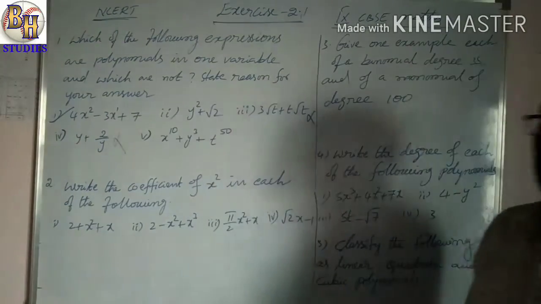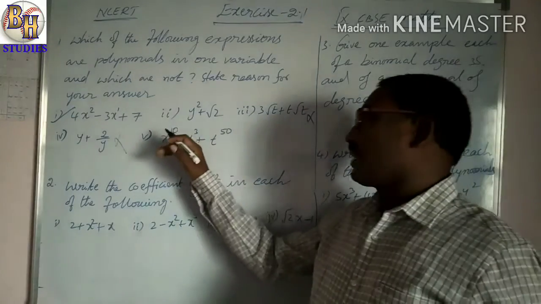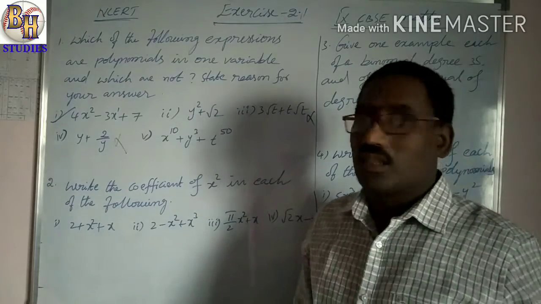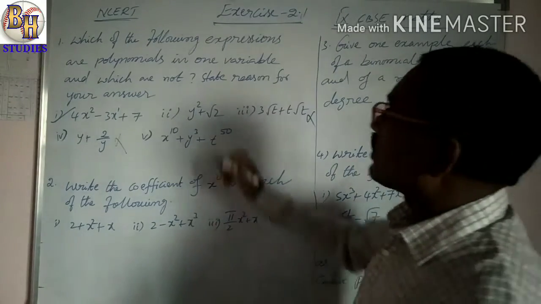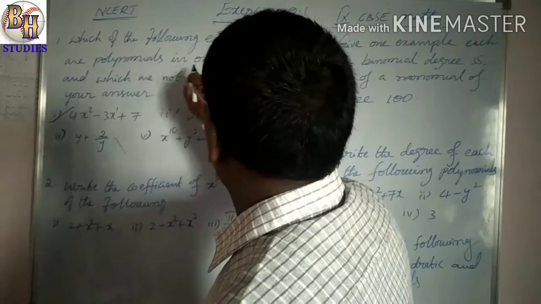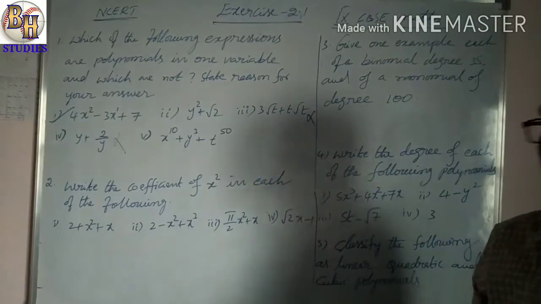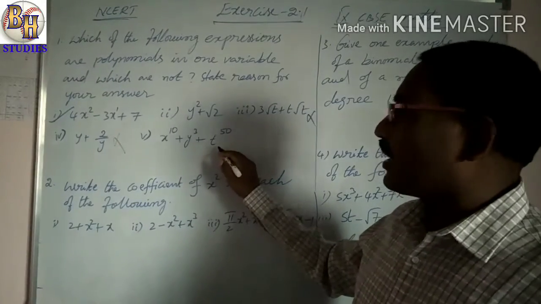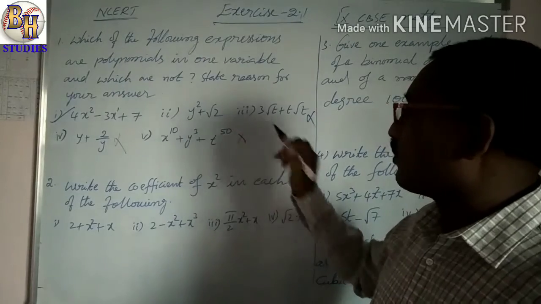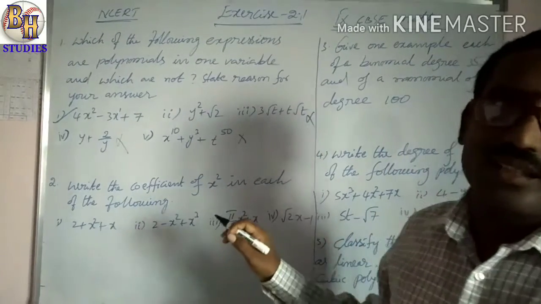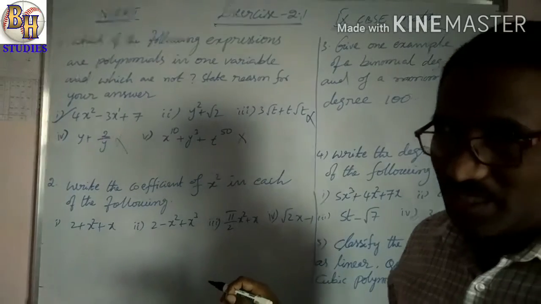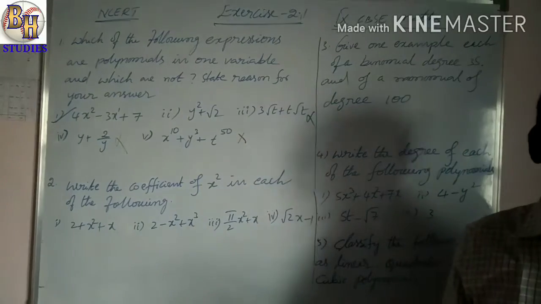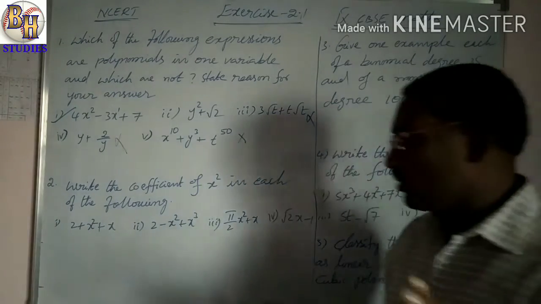What about the fifth question? x power 10 plus y cube plus t power 15. The question says: which of the following expressions are polynomial in one variable and which are not. This is a polynomial, but it is not a polynomial in one variable. Understand? Here one variable is asked. That's why it is not a polynomial in one variable.